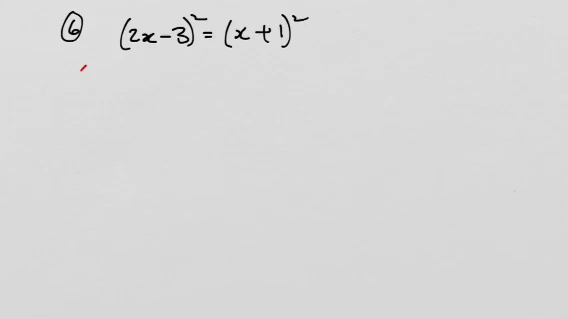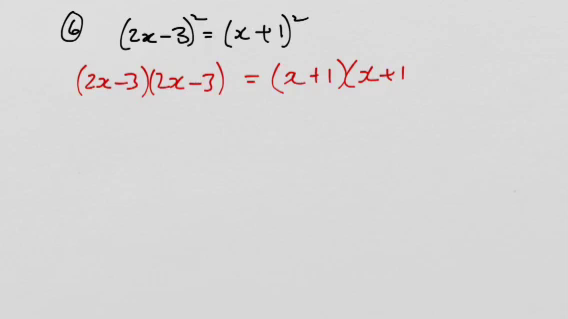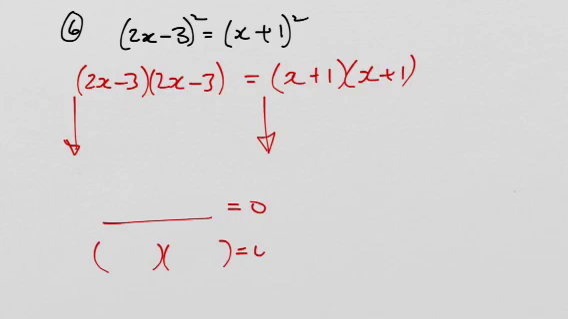Question 6, remove the brackets by doing 2x minus 3 times 2x minus 3 on the left hand side, and x plus 1 times x plus 1 on the right hand side. So get this answer, tidy it all up, and you'll be left with something equal to 0. How do you solve that? We then need to bring the brackets back to get your two answers for x. So we're removing brackets, tidying up, bringing the brackets back and solving.